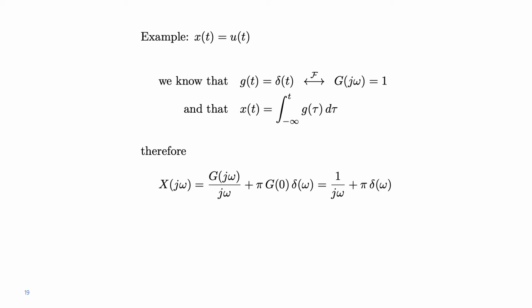So what is the Fourier transform of our signal x going to be? If we apply the formula, it's going to be the Fourier transform of its derivative, G(jω), divided by jω, plus π G(0), which is G(jω) evaluated for ω equals 0, times an impulse δ(ω). If we evaluate that, since G(jω) in our particular case is 1, we obtain 1/jω plus π δ(ω), right?